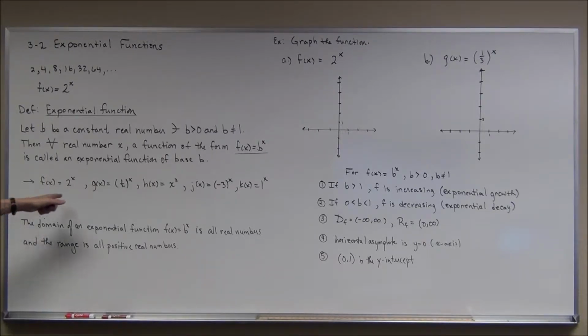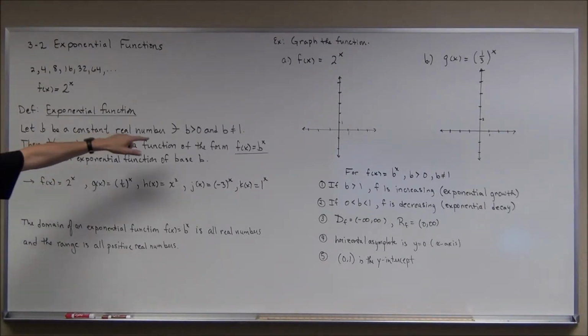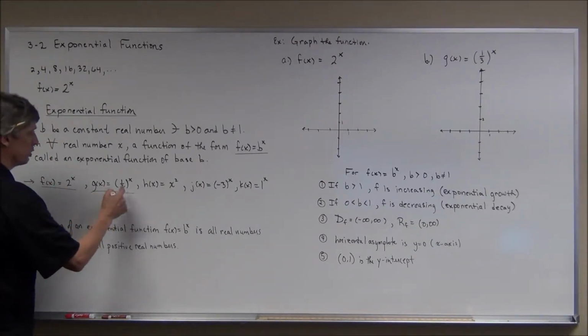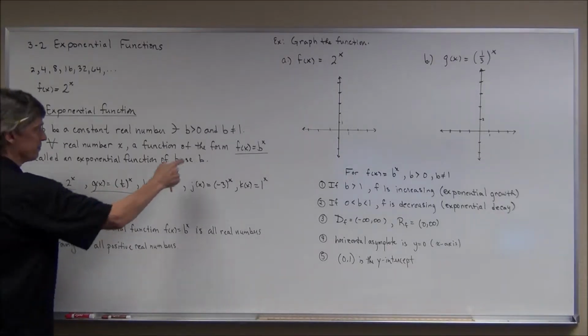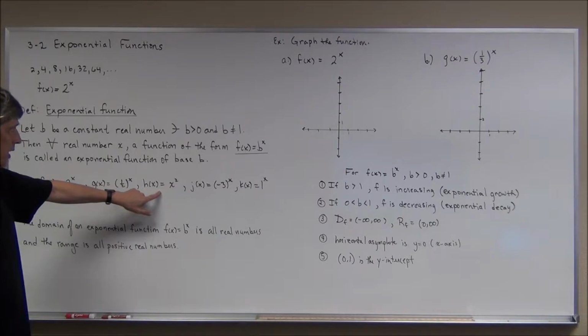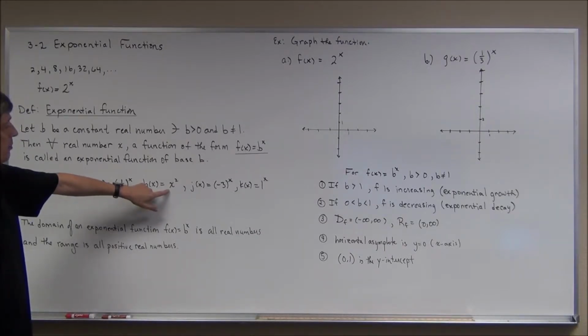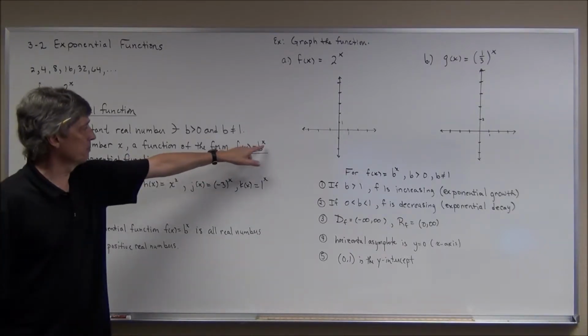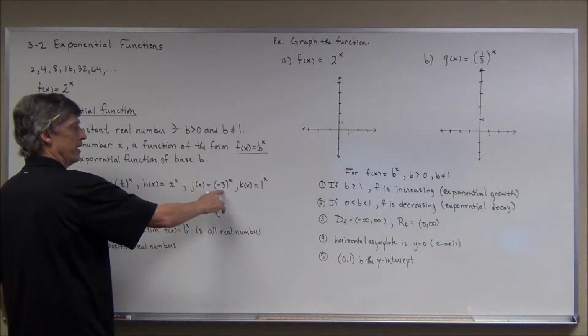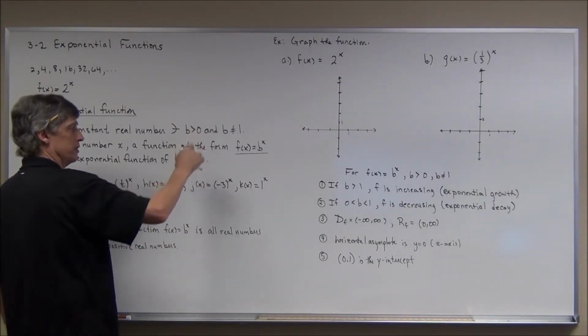So I have some examples that have exponents, and I thought, well, which ones are exponential functions based on this definition, which ones aren't? Well, this one is. That was the guy I was talking about a minute ago. And so is this guy, because your base, 1/2, is greater than 0, not equal to 1. This one is not, because as you can see, the variable is in the base, not in the exponent. And this one is not based on this definition because our base is -3 and that's not greater than 0.